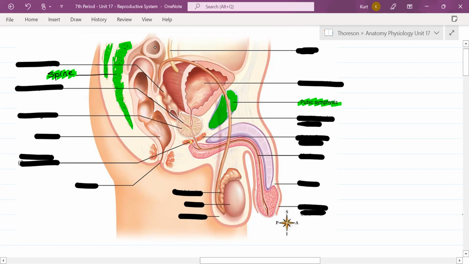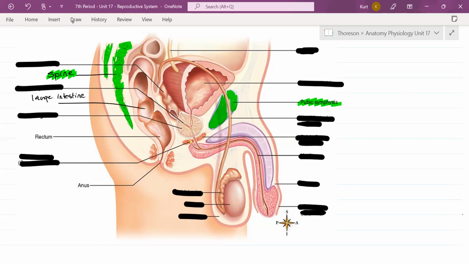Okay, what other system do you see in here that is not part of the reproductive system? I see the digestive system. Good. So we have the rectum, we have the anus, and I guess I have to draw the line for large intestine. We'll highlight this in yellow.